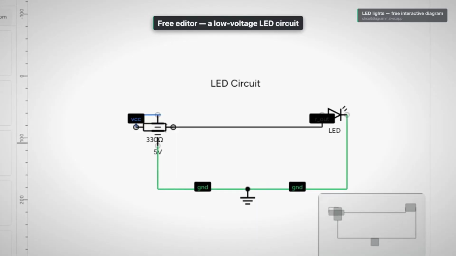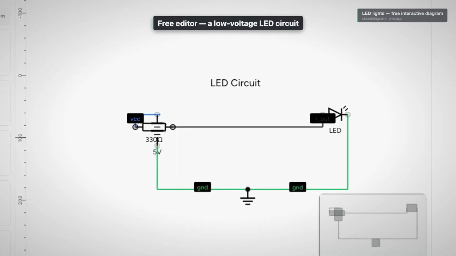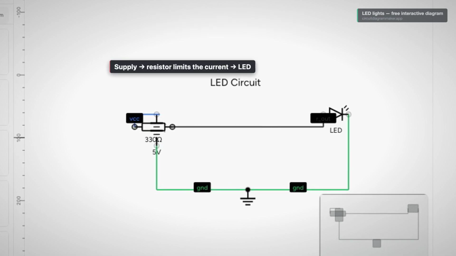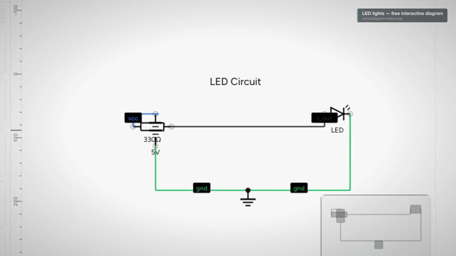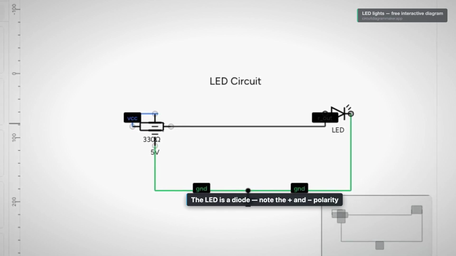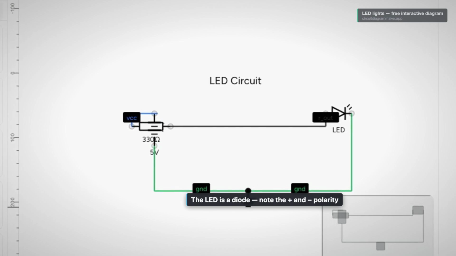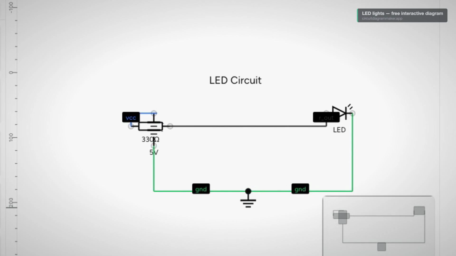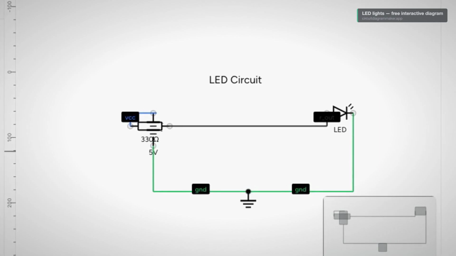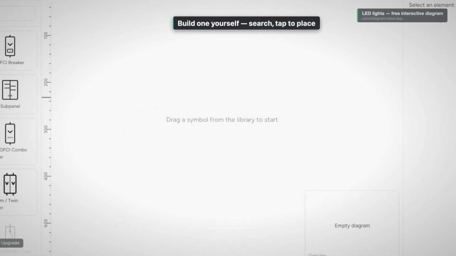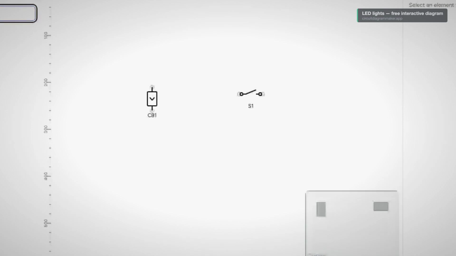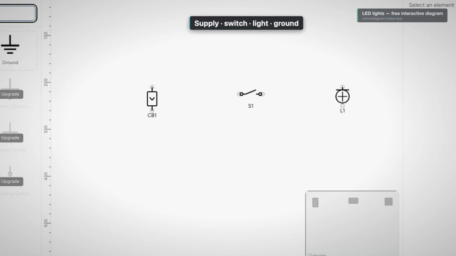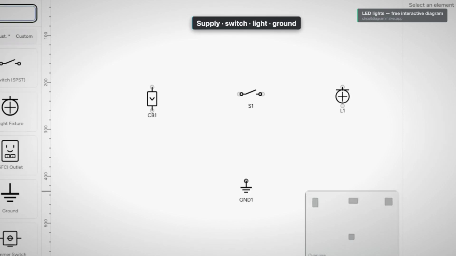Now let us see it live in a browser. This is the free editor at CircuitDiagramMaker.app with a low-voltage LED circuit open. Follow it through. A supply on the left, a resistor to limit the current. Then the LED with a clear plus and minus for polarity and a return to ground. Every wire here is a real electrical connection, not just a drawing. Select any part, and its properties appear on the right. Real labels, real values.